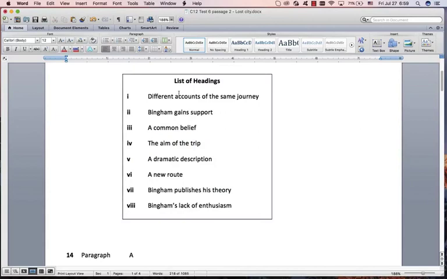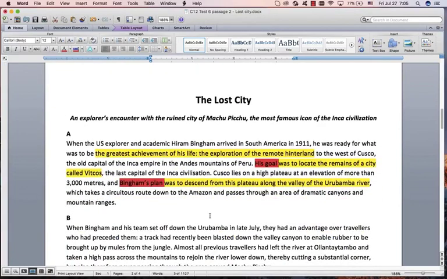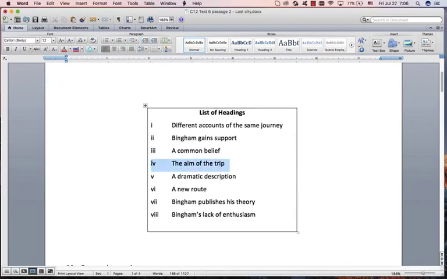Can you see anything there about a goal and a plan? There it is there, the aim of the trip. You should just check with the other headings, see if there's anything similar. This could possibly be a match because they talk about the route that he will take, but they don't say anything about it being a new route. So I would definitely go with 4 for number 1.